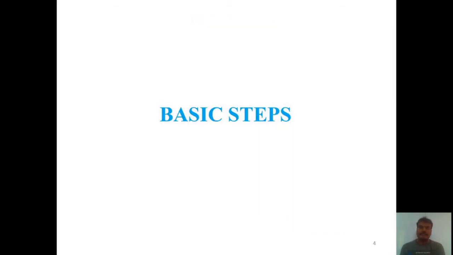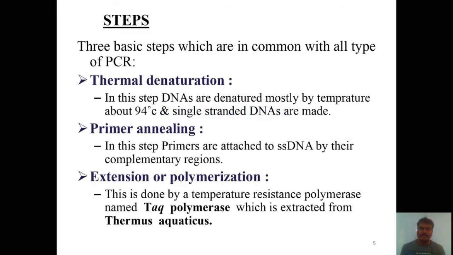Now let's see some basic steps involved in PCR. There are three basic steps involved in PCR. The first one is thermal denaturation. Second one is primer annealing. Third one is extension or polymerization. In the first step, thermal denaturation, your double stranded DNA at high temperature has its hydrogen bonds broken down and separates into two single stranded DNA.